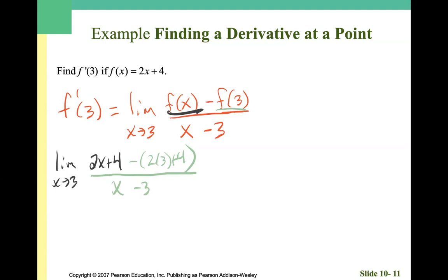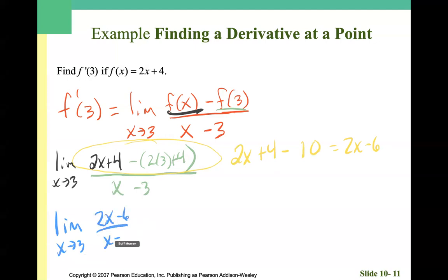Now, obviously, we can't plug in 3 for x because we'd be dividing by 0. But do you think there's some work we can do up here? What can we do up there? Simplify that? Okay. So we have 2x plus 4 minus 10, is that right? Which means that's 2x minus 6? That's just the numerator. I'm just simplifying that. We good there? Which means this is the limit as x approaches 3 of 2x minus 6 all over x minus 3.